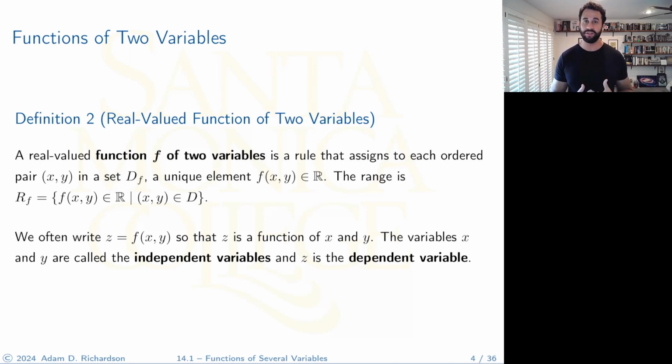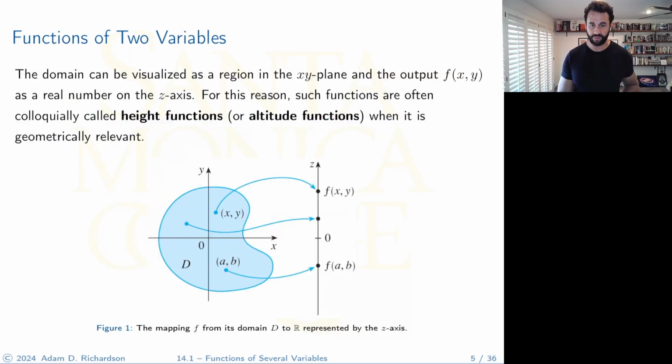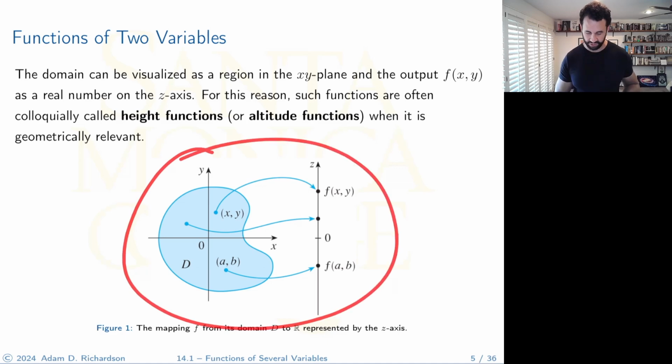This is where things get really fun, because what you have to open your mind to is that now we can take a point in the plane and map it to a real number. You give me a point in the plane, and I'm going to associate it with a real number, and that real number is the output of the function. So here's a picture of it. You can visualize our domain as a region in the xy plane, and the output f of x comma y is a real number on the z-axis. This is a pretty good picture of it right here.